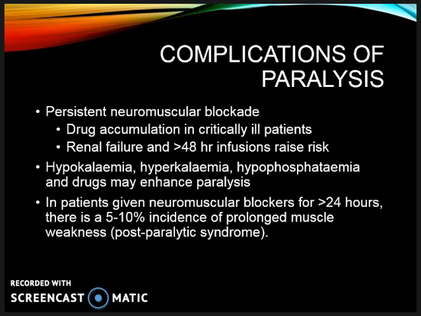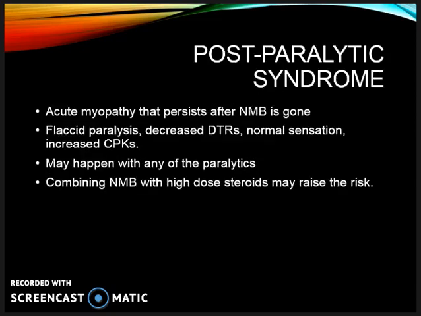Histamines cause bronchospasms. Paralysis associated with prolonged muscle weakness causes post-paralytic syndrome, which can be manifested by acute myelopathy and persists even after the neuromuscular blockade is off. It is also associated with flaccid paralysis, decreased DTRs, normal sensation, and increased CPKs. Again, note the post-paralytic syndrome, as combining with high doses of steroids may increase the risk.